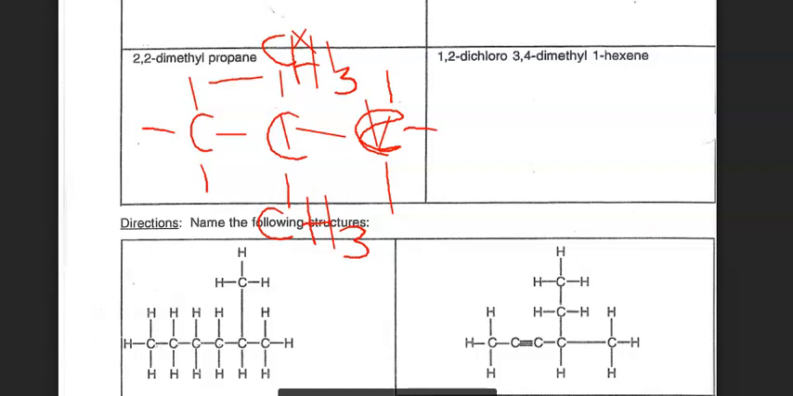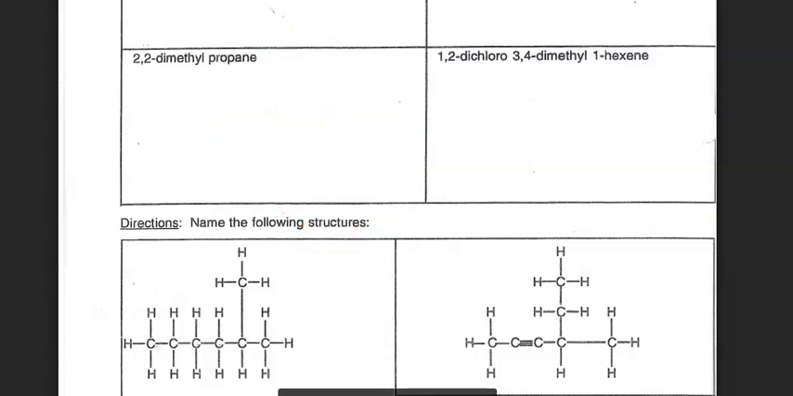1,2-dichloro-3,4-dimethyl-1-hexene. All right, well, hex means 6. Ene means I have a double bond, and where does it start? It starts with the first carbon. Let me erase 2,2-dimethylpropane, and let's take a look. So I'm going to kind of go into the other box. So 1, 2, 3, 4, 5, and 6. All right, my double bond starts right there.